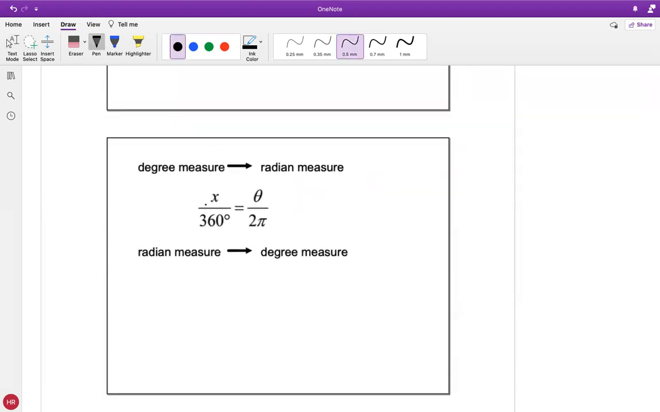So like I said, this is kind of the proportion that I use. I use 180 and pi. You can use 360 and 2 pi also. I use this one.